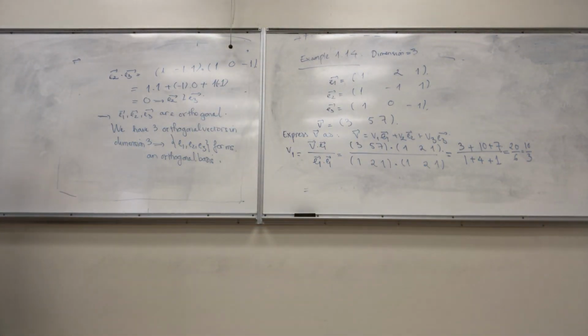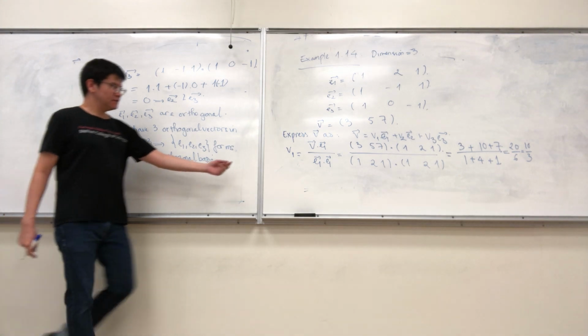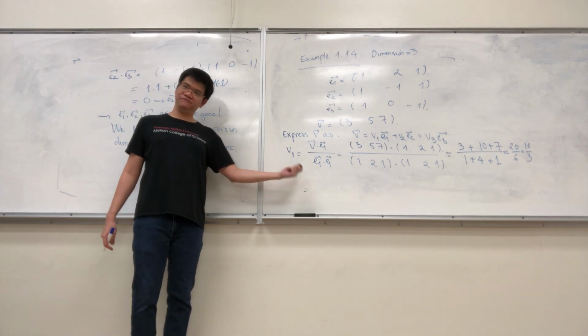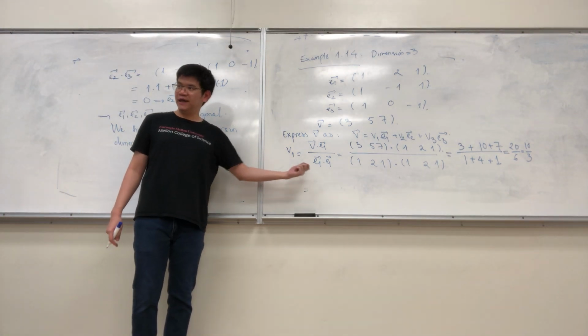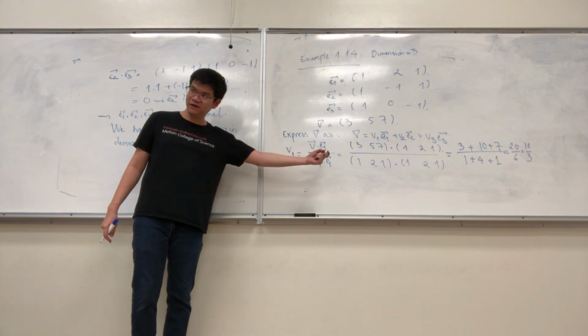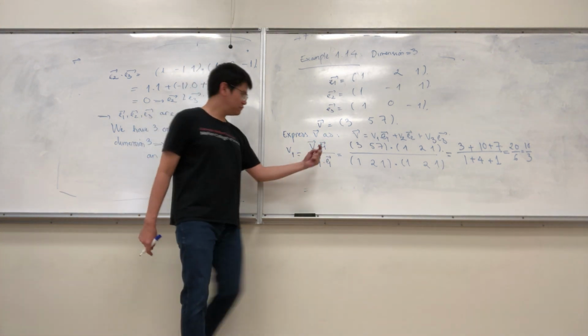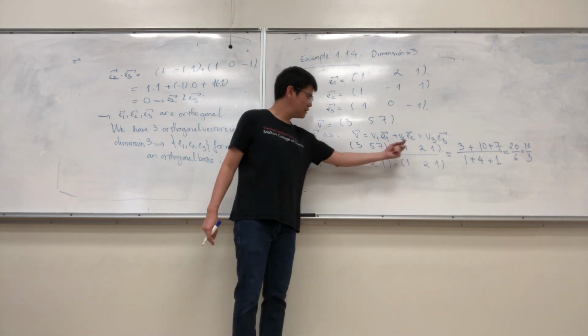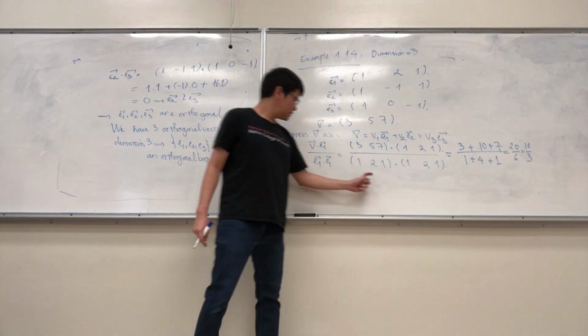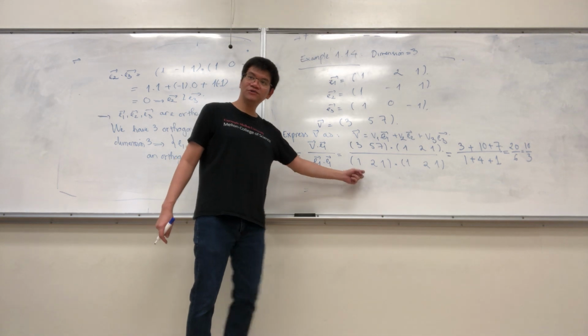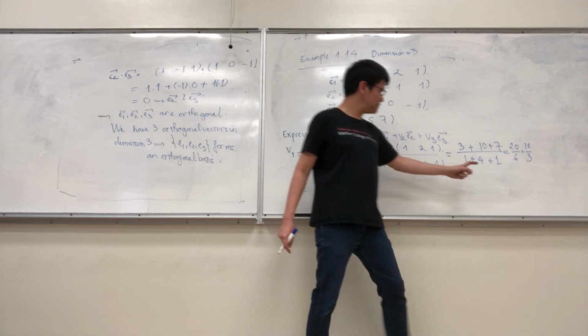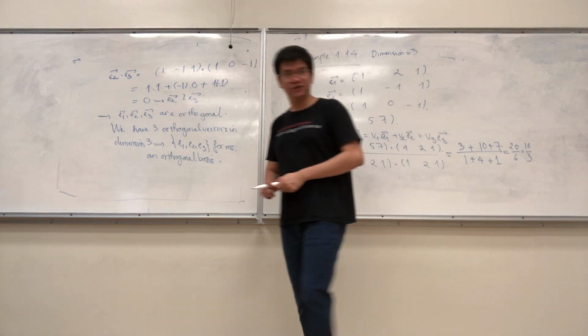All right? Now explain again. To compute V1, I'm going to use the formula before. V1 is V times E1 divided by E1 times E1. So V times E1 will be (3, 5, 7) times (1, 2, 1), and E1 times E1 will be (1, 2, 1) times (1, 2, 1). And this gives me 10 over 3. It's clear?